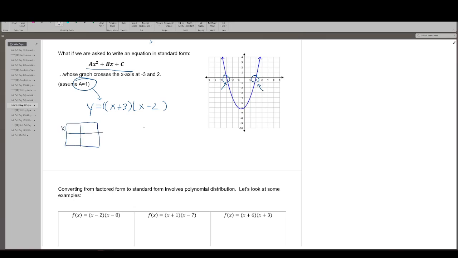We're going to put x plus 3 on one side and x minus 2 on the other. We get x squared here, minus 2x, 3x, and minus 6. When we combine our two like terms, our final equation becomes y equals x squared plus x minus 6. So that's how we can write an intercept form equation based on the two zeros on the graph, but we do need the a value in order to do that. And then we can just use multiplication or distribution to turn it into a trinomial from the two linear factors that were binomials.